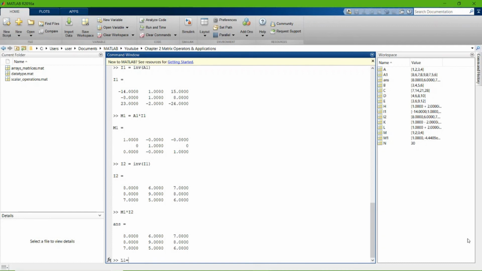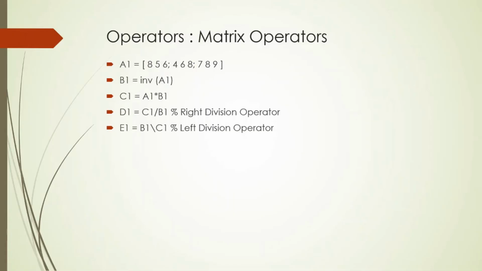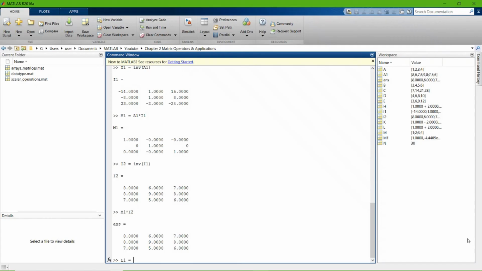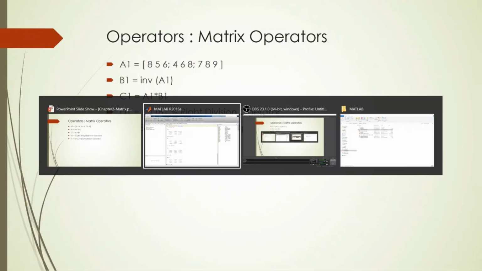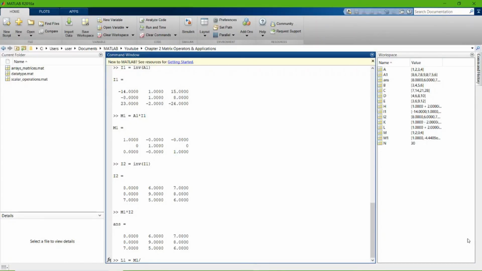L1 equals, so what we have to do is basically C1 right division operator. Here our C1 is actually M1. So M1 right division operator I1. Hopefully I'm doing it correctly. Yeah, okay. See, the result we are getting is the same as what we got earlier.